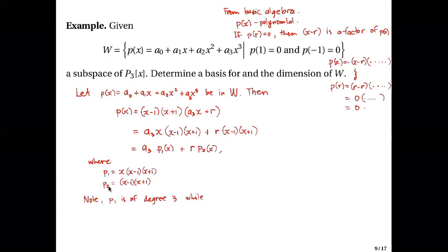While P2 is of degree 2. So P1 and P2 are linearly independent. And take note, P is a polynomial in W. It's any polynomial in W. And this last equation here tells us that W is actually a span of P1 and P2.